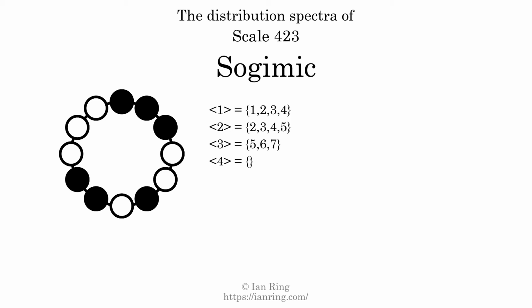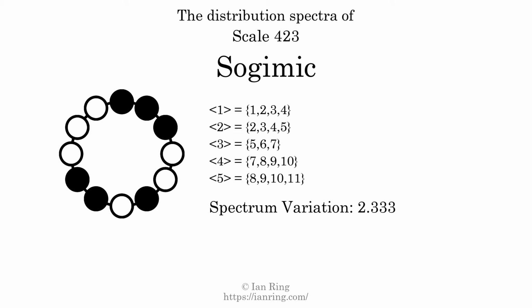The generic interval of 4 scale steps comes in 4 different specific interval sizes: 7 semitones, 8 semitones, 9 semitones, and 10 semitones. The spectrum width of this generic interval is 3. And finally, the generic interval of 5 scale steps comes in 4 different specific interval sizes: 8 semitones, 9 semitones, 10 semitones, and 11 semitones. The spectrum width of this generic interval is 3. The spectrum variation is the sum of all the widths, divided by the number of tones.